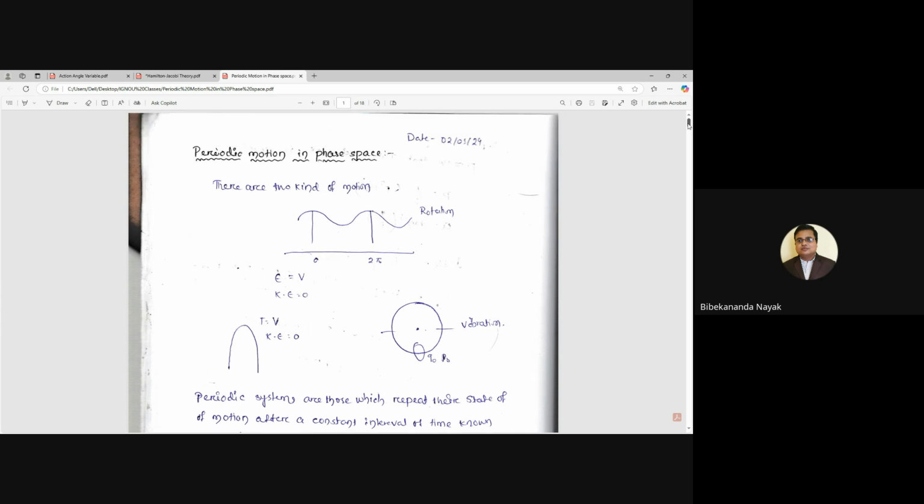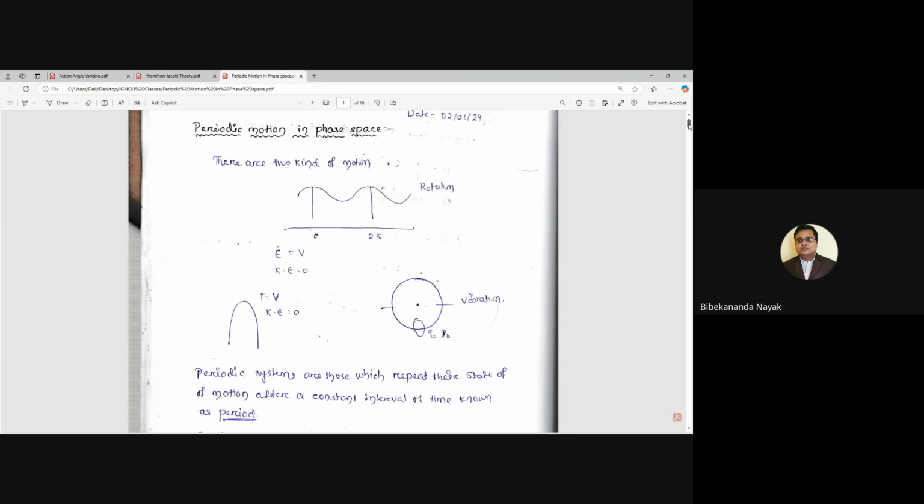Harmonic oscillator problem using Hamilton-Jacobi theory. Okay, we go to periodic motion. You already know what periodic motion means.